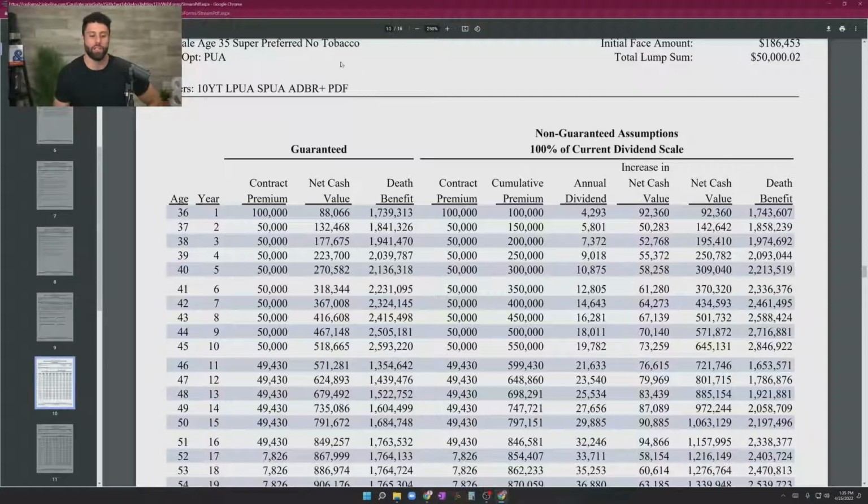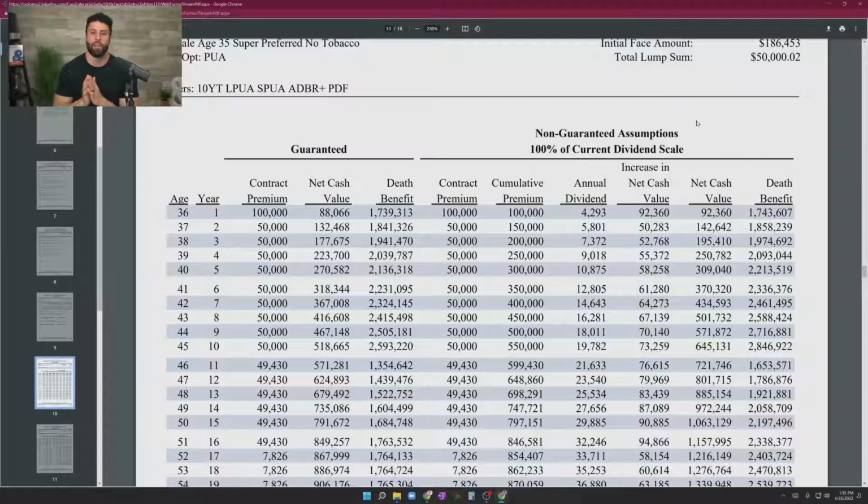Of any of these factors, if you're a male, it'll be slightly less efficient. If you're older than 35, it'll be slightly less efficient. And if you have a health rating that's less than super preferred, standard and so on and so forth, it will also be slightly less efficient, which means that your break even, and I'm going to reiterate that again, break even is essentially having more cash value than what you put into the policy, will be affected by all three of these factors.